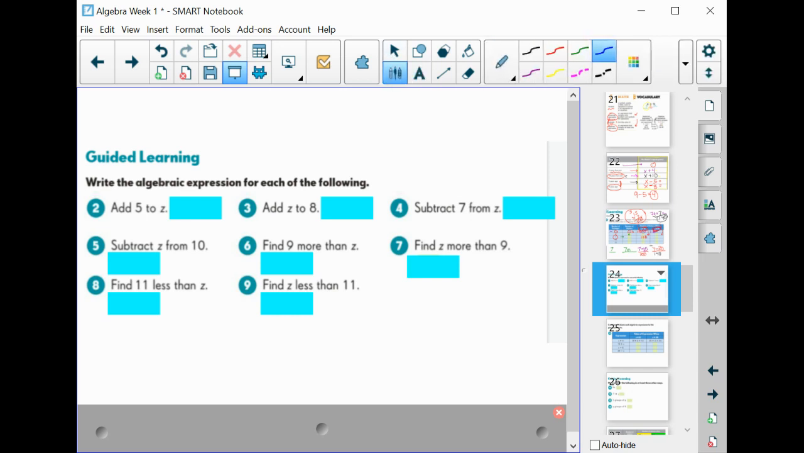Okay, today we are going to work on writing algebraic expressions, or writing expressions. On this slide, we're just going to do a couple of these, and this is part of what we practiced in class all together. But what you are going to do is write an expression for this problem. Okay, add 5 to z.